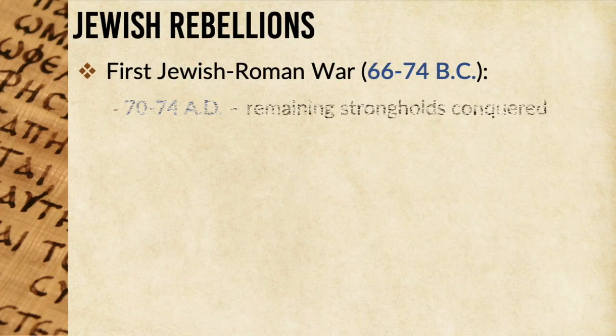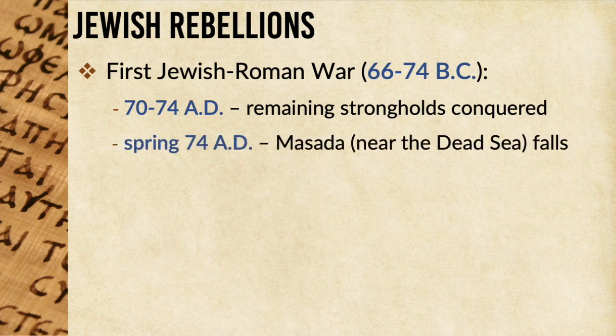Following the siege, from 70 to 74, the remaining Jewish strongholds are captured. In the spring of 74 AD, Masada, which was down near the Dead Sea, had been a fortress that King Herod had built. We'll talk about King Herod next week. That fortress had been occupied by zealots. These were the most zealous, if you will, of the rebels against Roman rule. They had occupied that, and in 74 AD, that fortress finally falls. And that is the last significant opposition to Roman rule in Judea. So 66 to 74, it's a war that lasts 8 years.